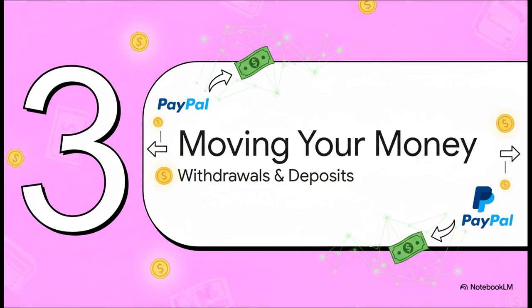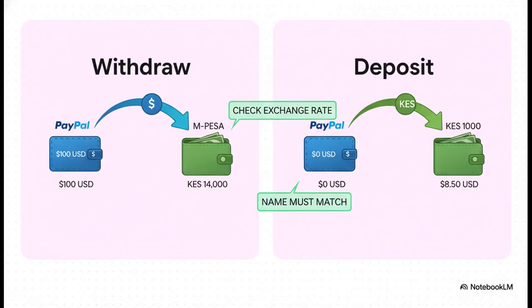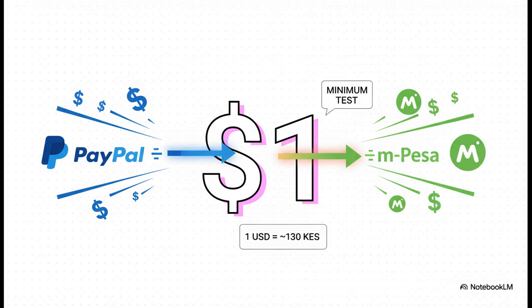Okay, so you are successfully linked up. Congratulations. Now for the fun part, actually moving your money around. So let's look at the 2 main things you'll be doing: withdrawing your earnings out of PayPal and topping up your PayPal account from M-Pesa. The process for both is basically the same, and it all happens in that little PayPal mini app. When you withdraw, you're pulling US dollars from PayPal, and they turn into Kenyan shillings in your M-Pesa. When you deposit or top up, you're just doing it in reverse, sending shillings from M-Pesa to add dollars to your PayPal balance.